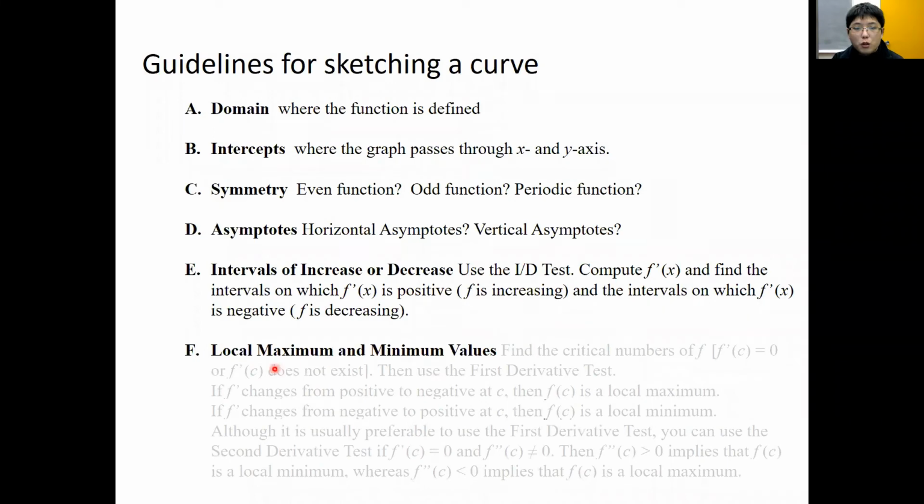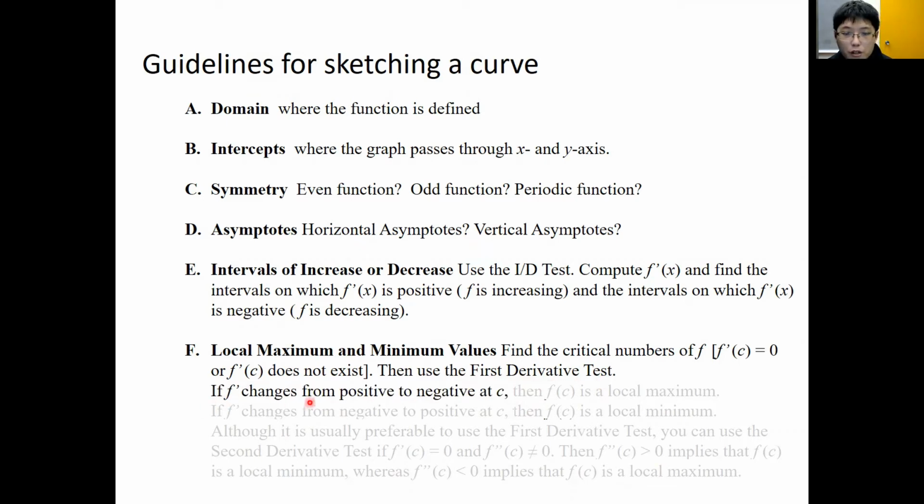The next step is to find the local maximum and minimum values. To do this, you need to find the critical numbers. Well, recall the definition. A number c is a critical number if f prime of c equals 0 or f prime of c does not exist. Then you should use the first derivative test, and let's recall what this test says. If f prime changes from positive to negative at c, then f of c is a local maximum. If f prime changes from negative to positive at c, then f of c is a local minimum.